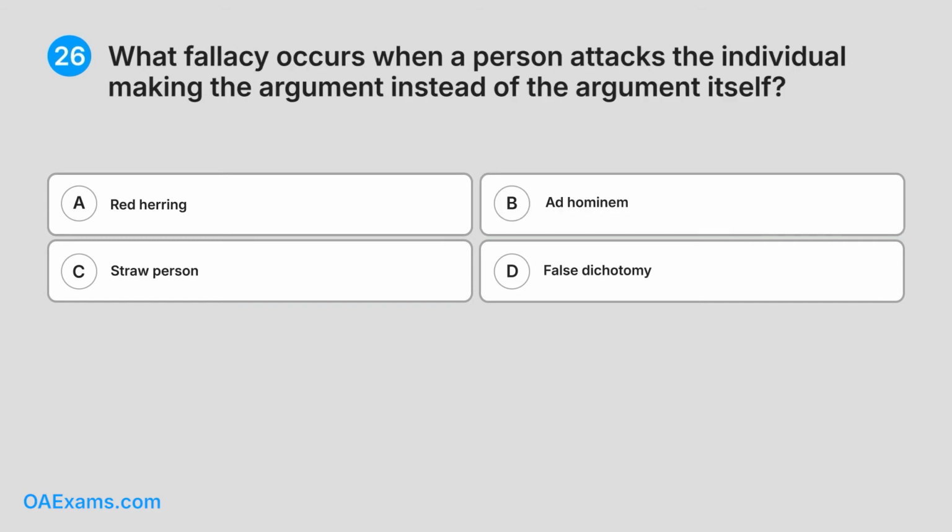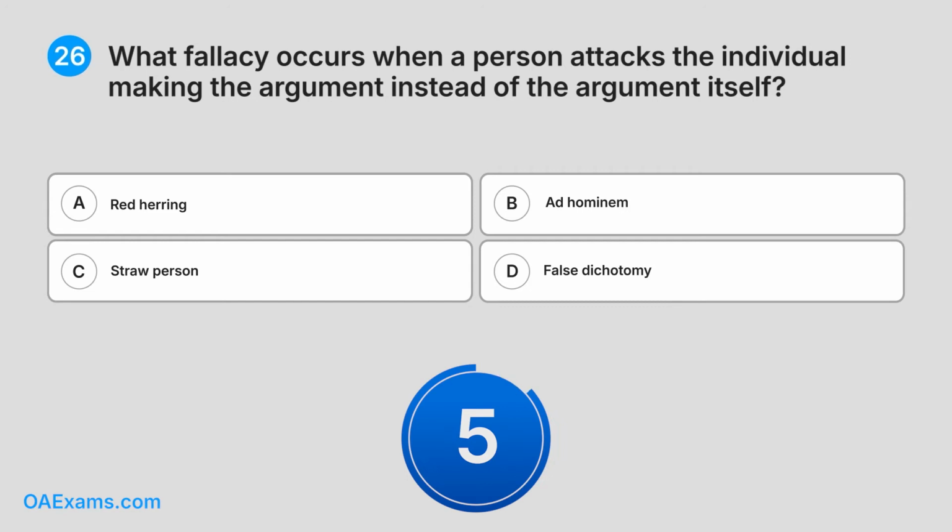26. What fallacy occurs when a person attacks the individual making the argument instead of the argument itself? A. Red herring, B. Ad hominem, C. Straw person, D. False dichotomy? What do you think is the answer?